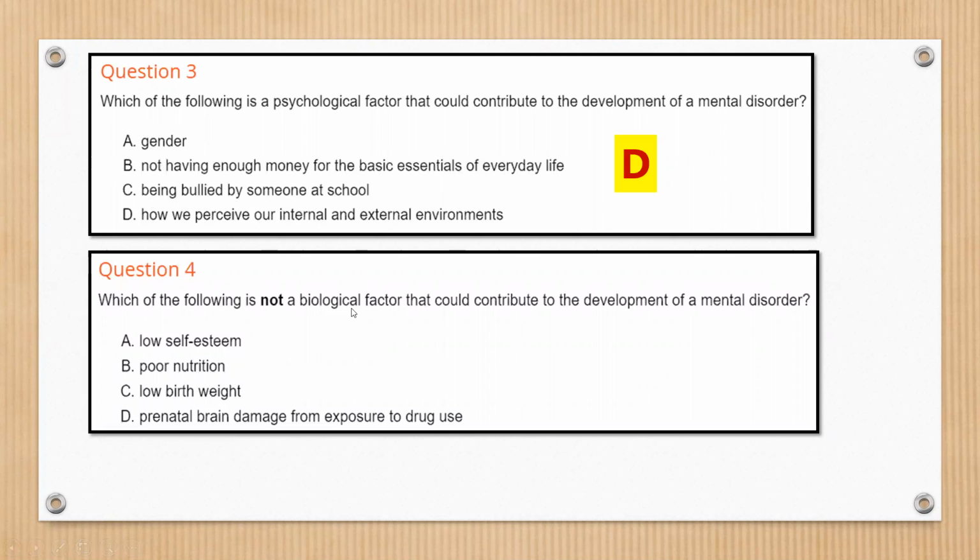Which of the following is not a biological factor that could contribute to the development of a mental disorder? So "which of the following is not a biological factor" is the key idea here. So the best answer should be A, because all the rest of them are related to your body functioning or can directly affect your body functioning. Okay, so low self-esteem is more of a psychological factor rather than a biological one. So that's why the best answer is A.